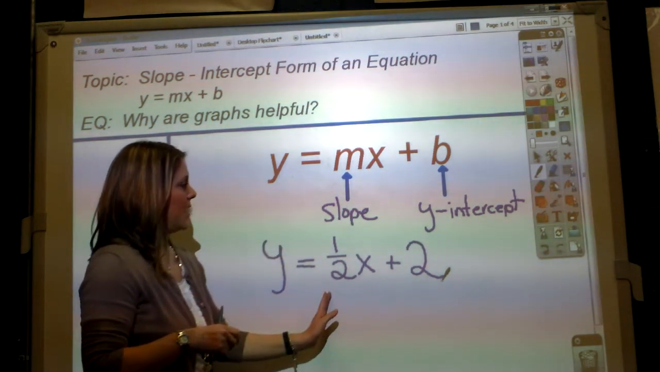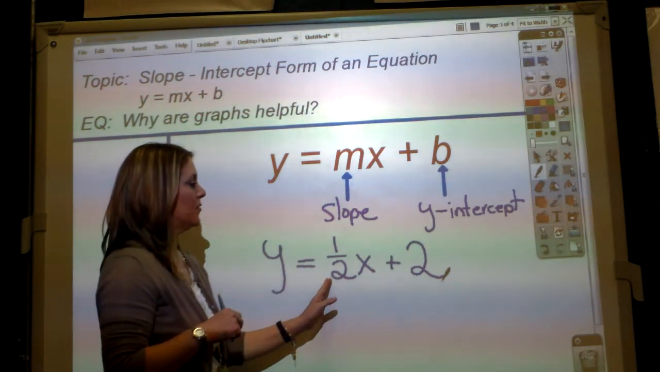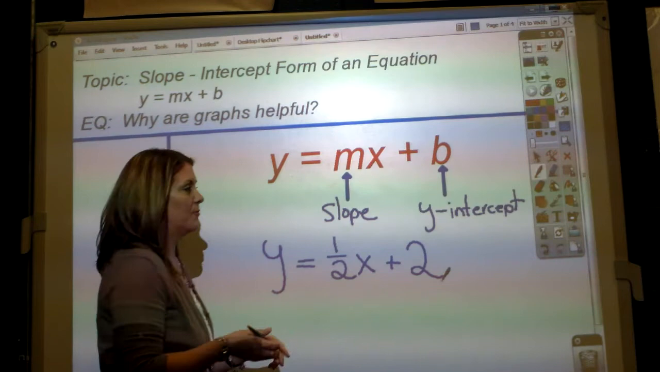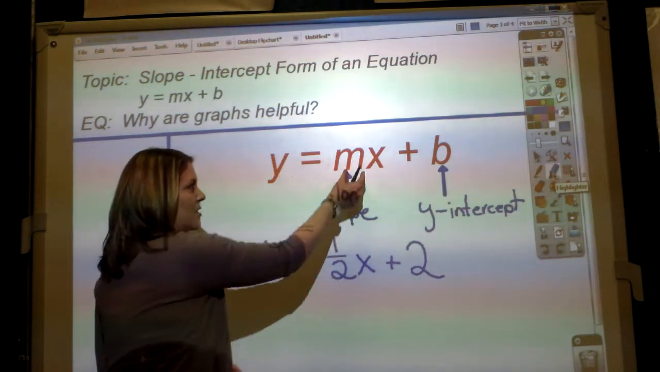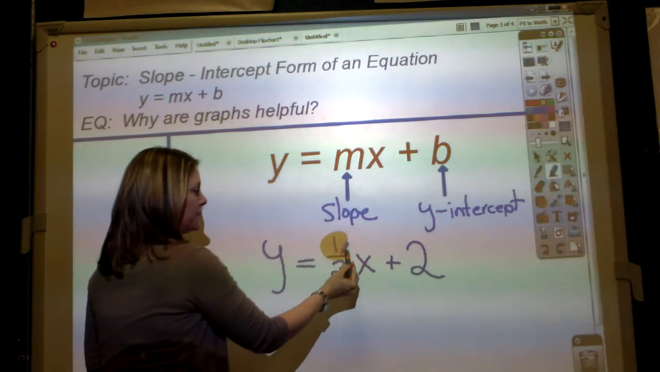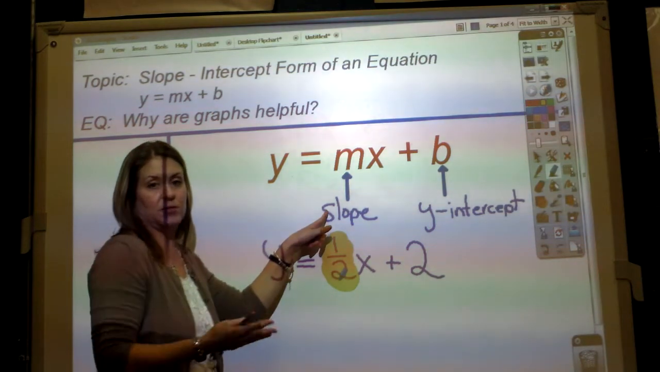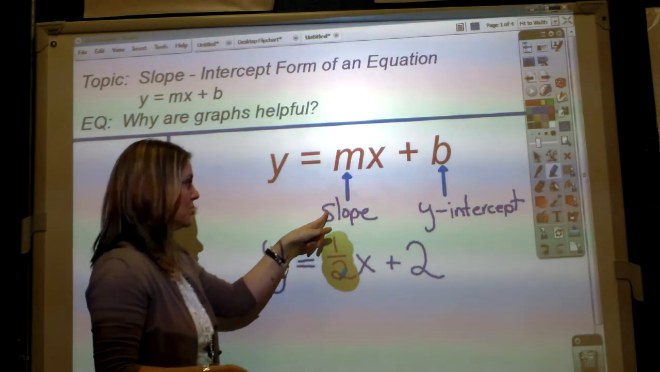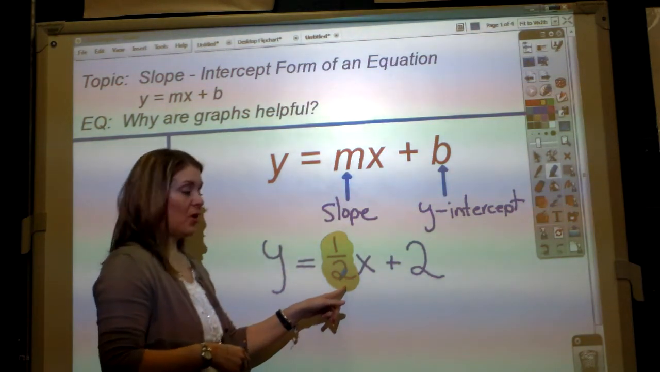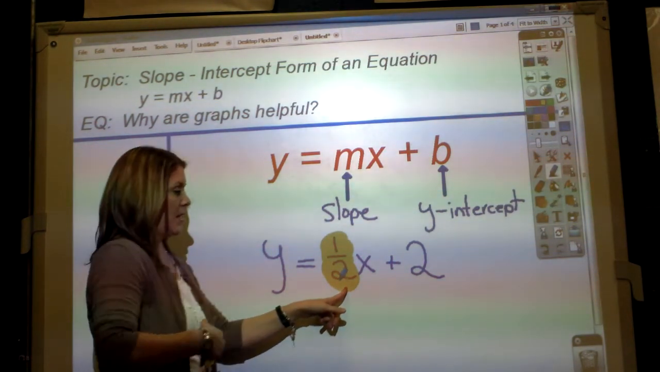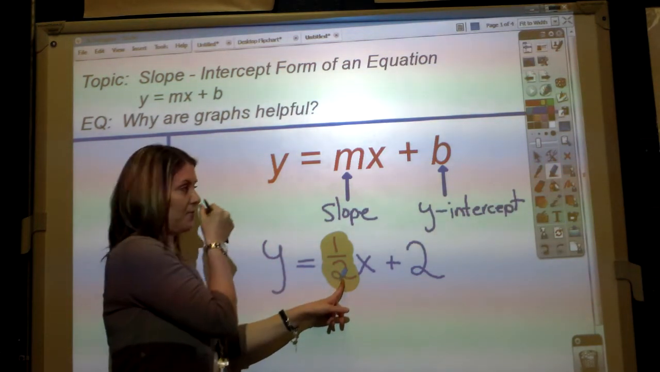Now let's look at the right side here so we can get our two pieces of information that will explain our graph. The first thing we notice is that there's a number being multiplied to the x. The number that's multiplied to the x is your slope, or what we've looked at as rate of change or constant of variation. But typically what we're going to call it from here on out is your slope. So the slope of our line, y = 1/2 x + 2, is 1/2.